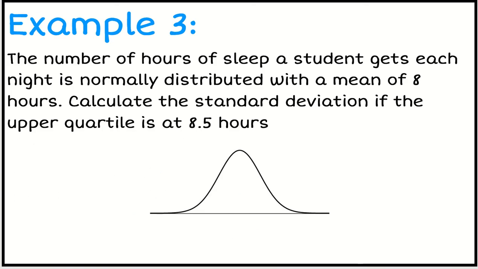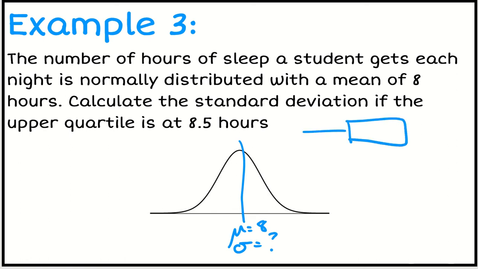Let's try a third example. The number of hours of sleep a student gets each night is normally distributed with a mean of 8 hours. Okay, so I'm going to put my mean there of 8 hours. Don't know the standard deviation. And I want to find the standard deviation if the upper quartile is 8.5 hours.